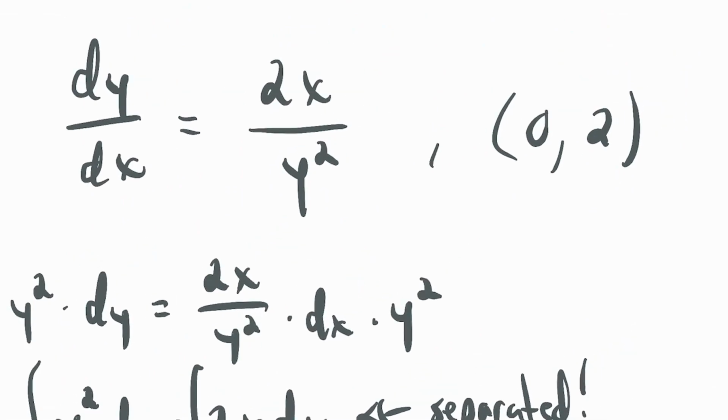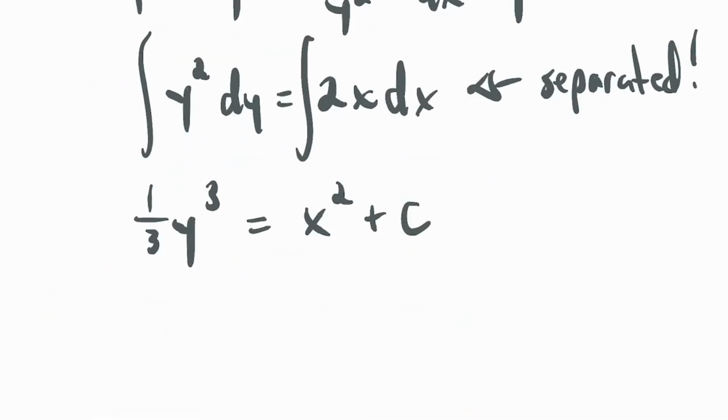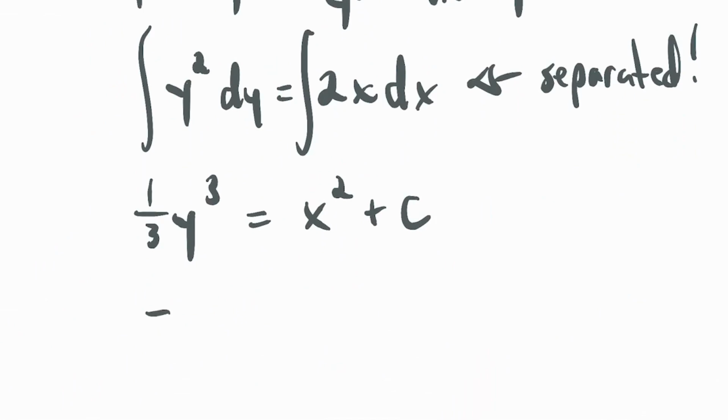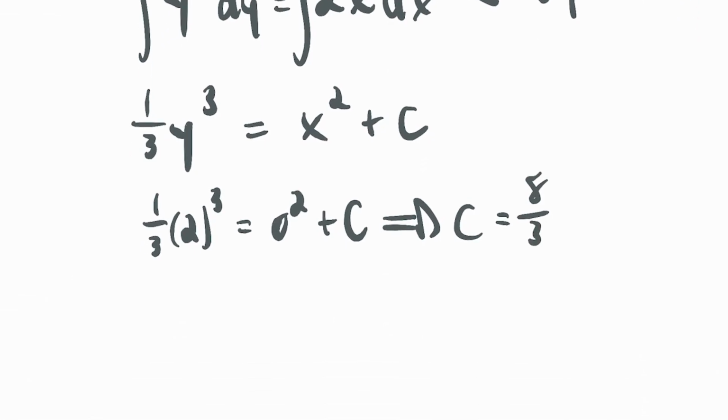Our initial value was (0, 2). So when x is 0, y is 2. Okay, so 1/3 times 2 cubed equals 0 squared plus c. So that means that c is 8/3. Right? 2 cubed is 8 over 3. Okay, so 1/3 y cubed equals x squared plus 8/3.